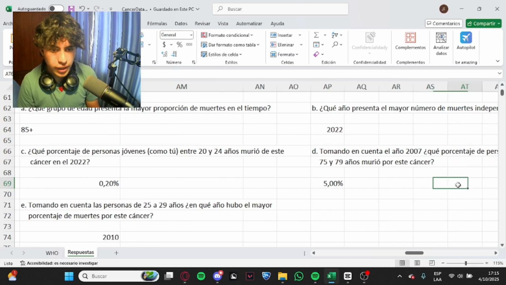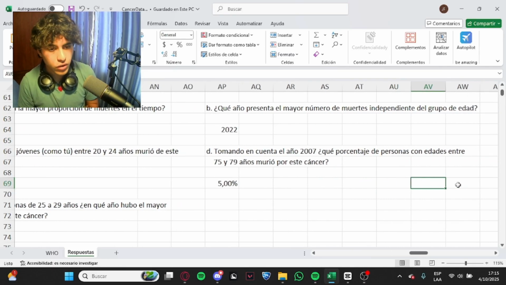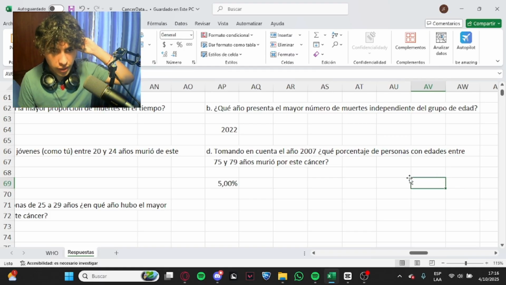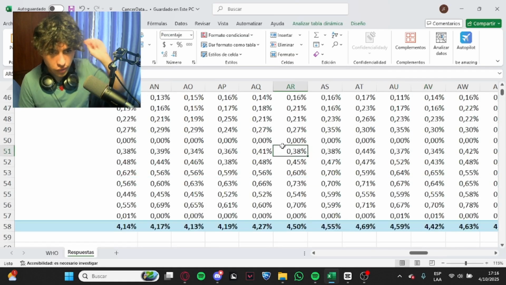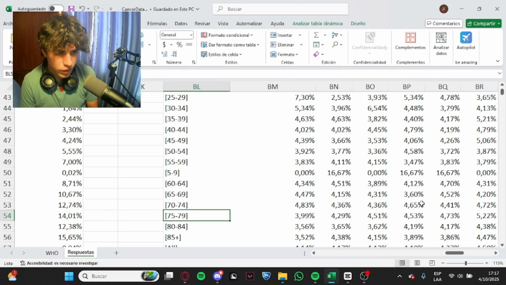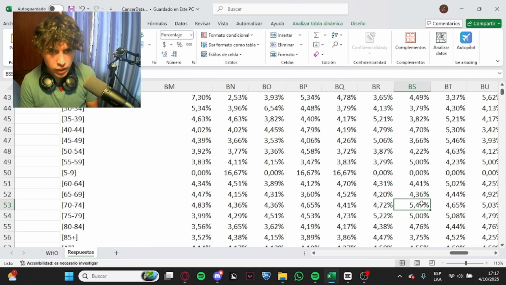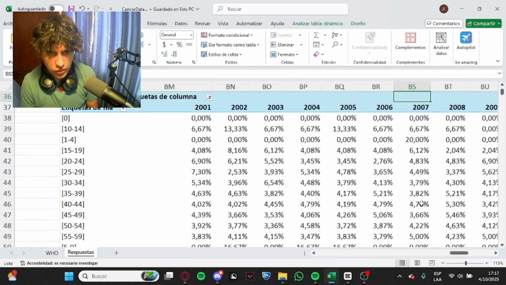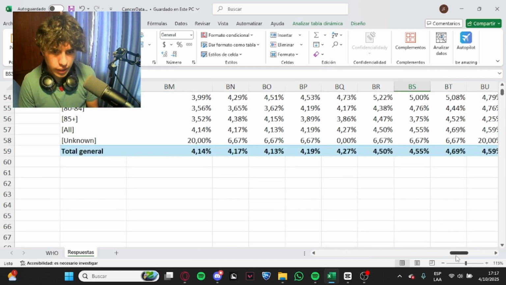Then taking into consideration the year 2007, which percentage of people with the ages of 75 to 79 died because of this cancer? We can see it over here. It was a 5%. Here we have the 75 to 79 age group, and here we have 2007. Yeah, that was basically it.